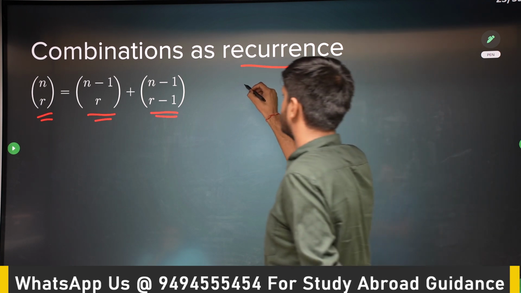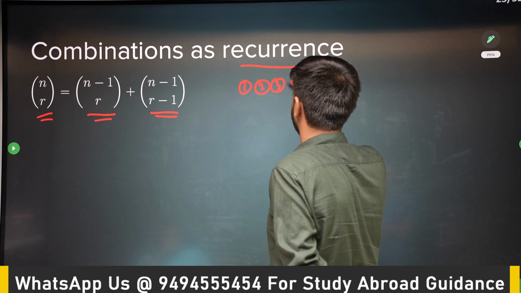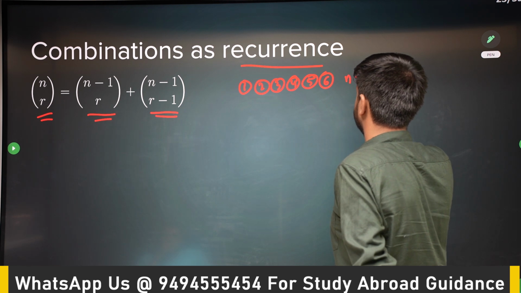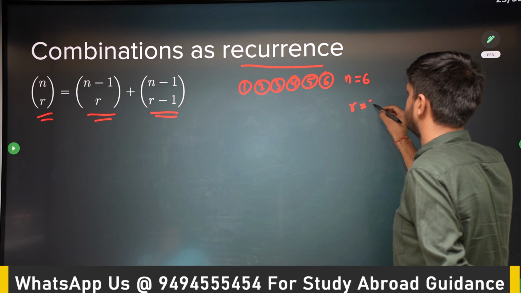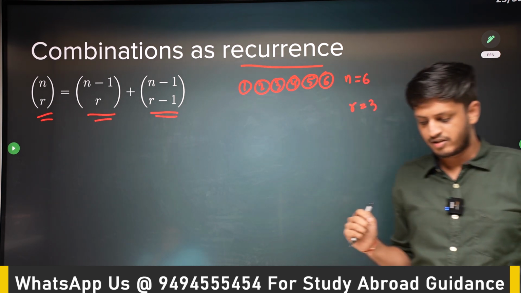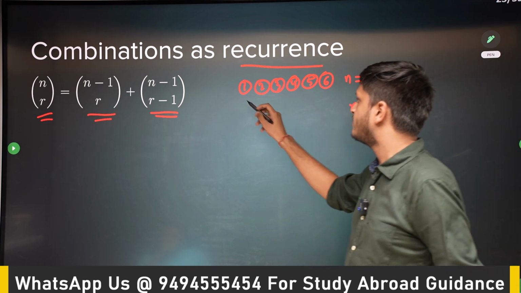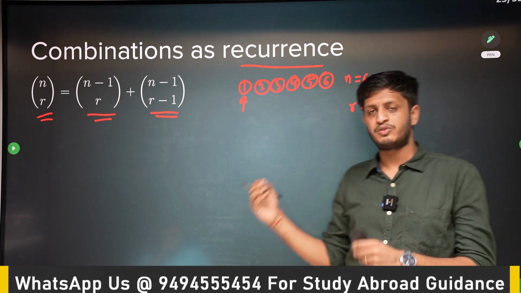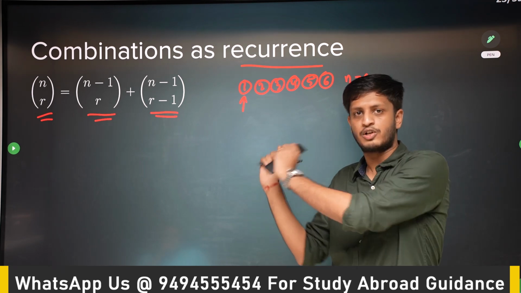Let's say we have n objects. Let's take n equal to 6, and let's say r is equal to 3. I want to select 3 items out of 6 items. Now what happens is, consider the first element. I know this is a math lecture, but I will go into computer science a little bit just to explain the logic behind the recurrence.